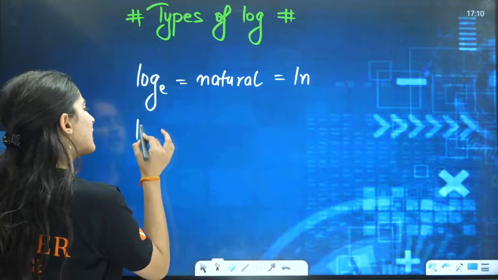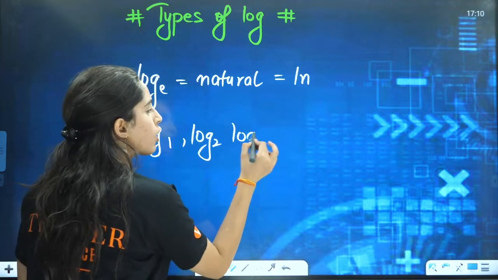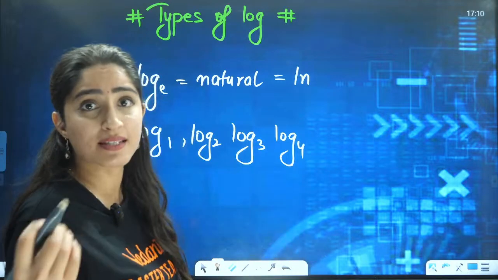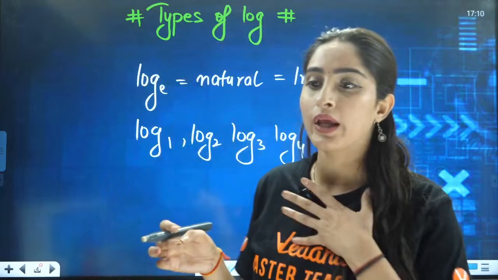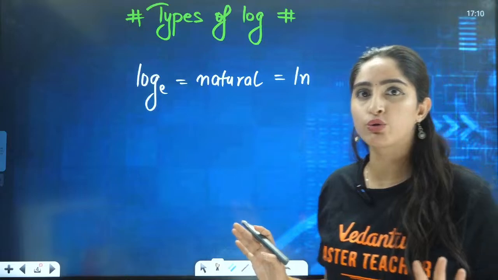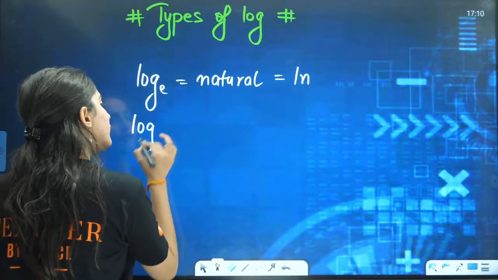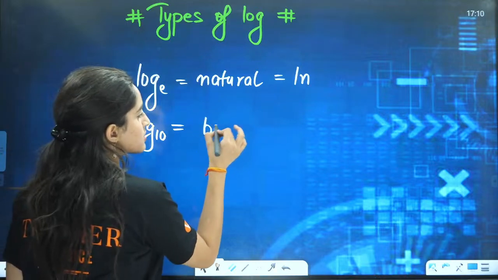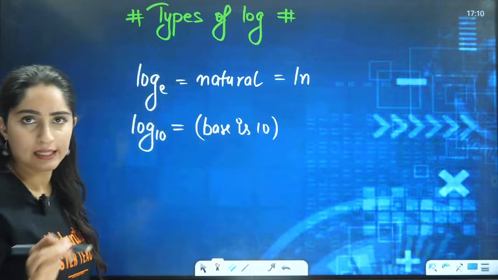Now, you can take log base 1, log base 2, log base 3, log base 4, 5, 6, 7, 8, 9, 10, anything you can take. But in your syllabus, what we need to know is log base 10, right? You just need to know what is log base 10, and we will learn the values of log base 10 only. Here the base is 10.